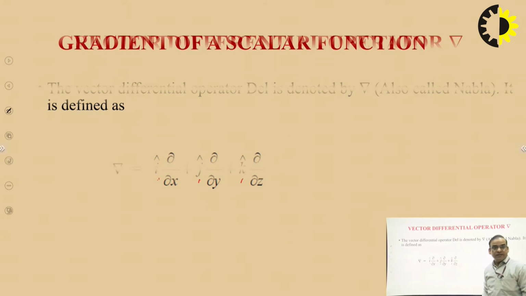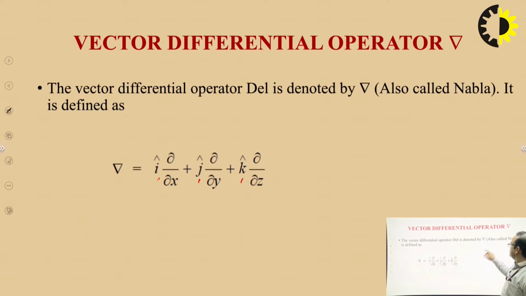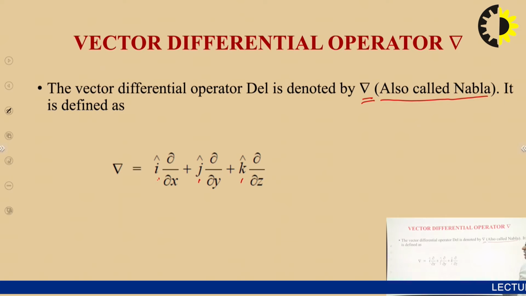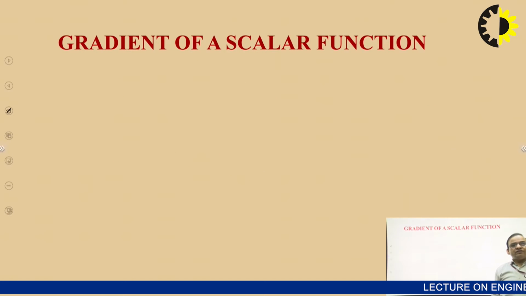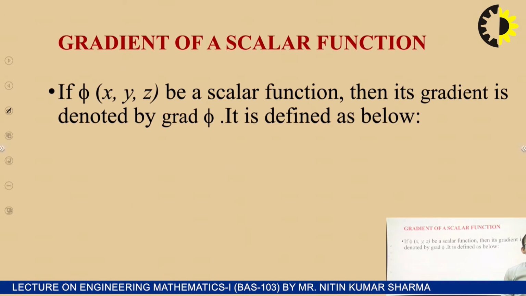Alright, then next is the gradient of a scalar function. Before moving to this, let me discuss one thing also. This vector operator is also known as nabla, but it is not in common practice. We can call it del. The gradient of a scalar function. So if phi is a scalar function defined over a scalar field, then its gradient is denoted by grad phi.